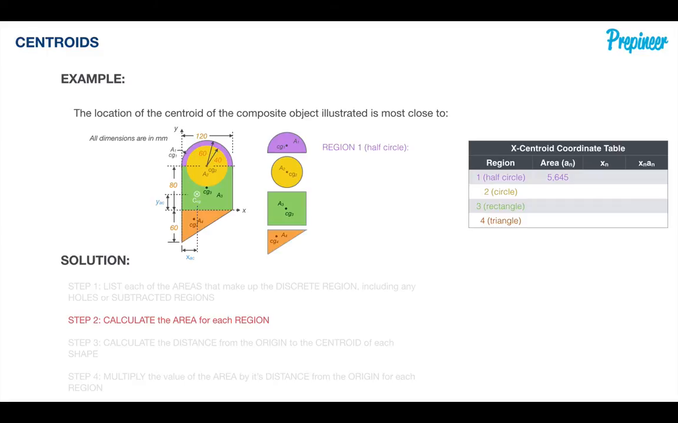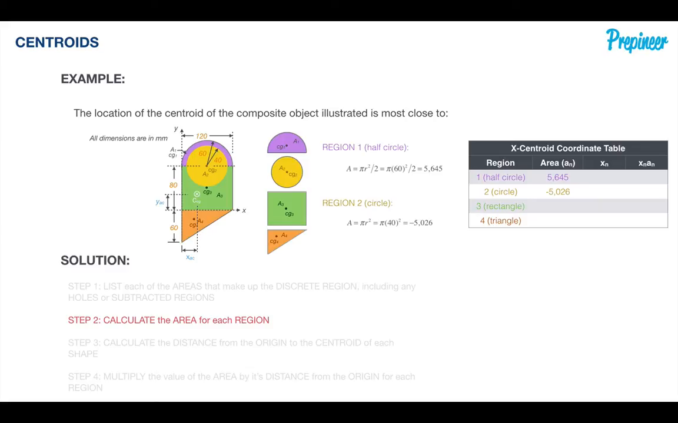Our first subregion is the half circle. There's no information provided in the NCEES reference manual directly giving us the formulas for the area or the centroid of a half circle. However, we know that the area of a circle is pi r squared, which means a half circle will have an area of pi r squared divided by 2. Knowing that and plugging in the proper dimensions, we find that the area of the half circle is 5,645, which we place also into our x centroid coordinate table.